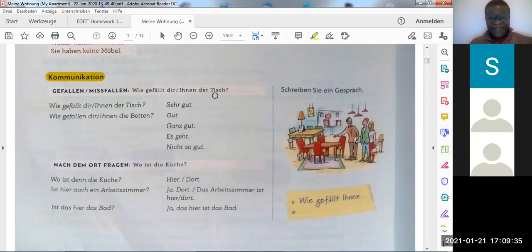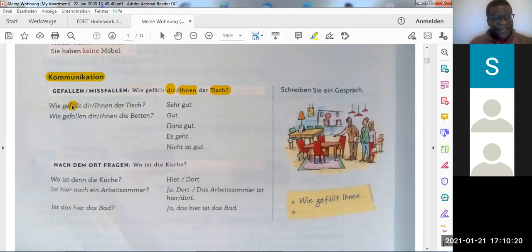Ihnen, der Tisch. Dir, we understand, informal; Ihnen, respect. How do you like the table here? Wie gefällt Ihnen der Tisch? Wie gefällt dir der Tisch? Now this is the same thing. Wie gefällt, but we are emphasizing a point. Remember there is an umlaut here, dots on top of the a. Wie gefällt dir oder Ihnen der Tisch? You respond, they are good, if you like it.